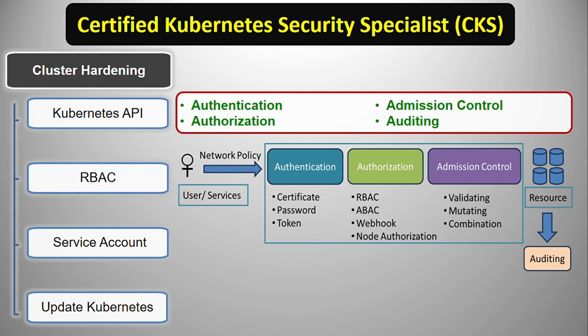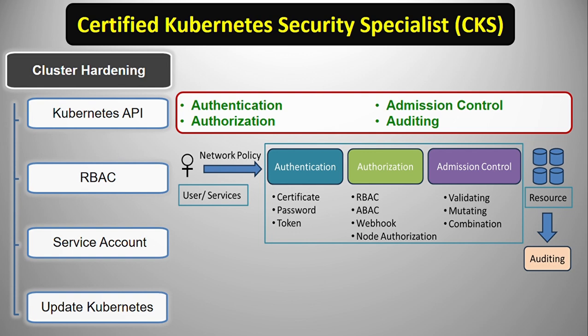Admission control module can modify or reject a particular request as per the defined template. It can be validating, which is to check the presence of an object like a namespace, or mutating, which means allocating a namespace if not defined, or a combination of both. Kubernetes auditing provides a set of records documenting the sequence of actions in a cluster.